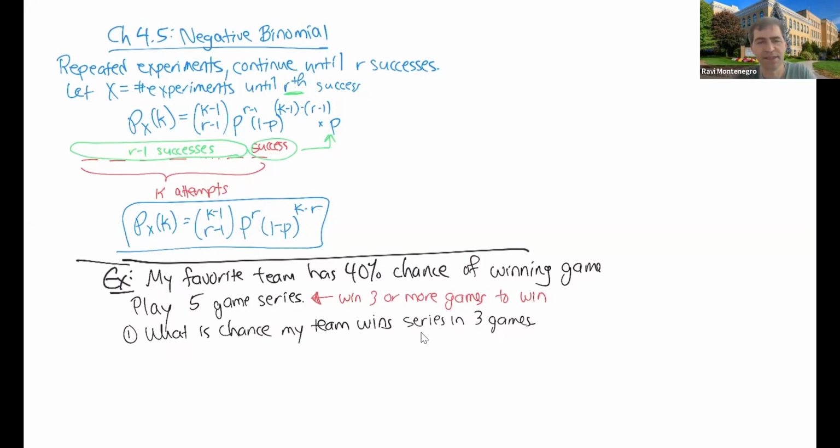So anyway, let's say, what's the chance my team wins the series in 3 games? Well, looking at the language here, I want to have 3 successes. p is the probability of success each time, which is 40%.